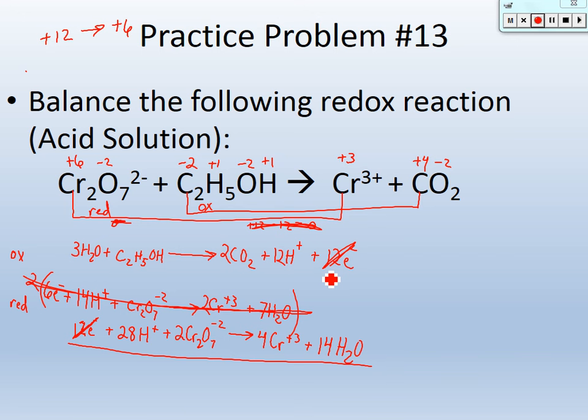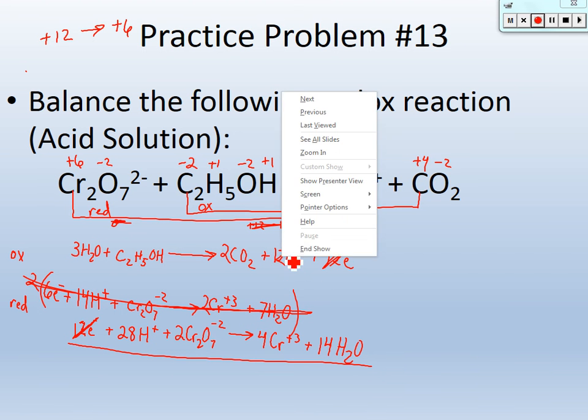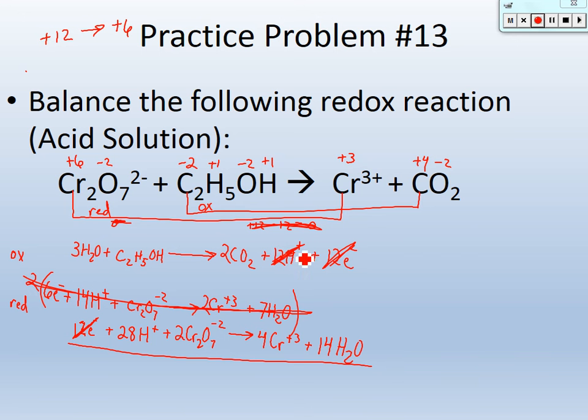Now let's cancel anything else out that we can. Do my H pluses, can they cancel out? Yeah? I've got 28 H pluses on the left, 12 on the right. Won't that take care of all of these 12? What's 28 minus 12? 16. So now I've got 16. I'll make a note of that. H pluses.